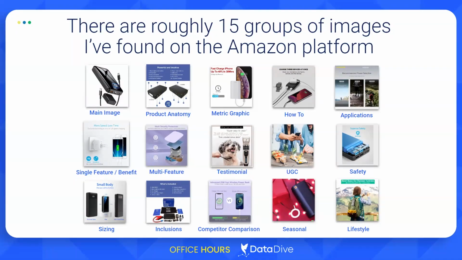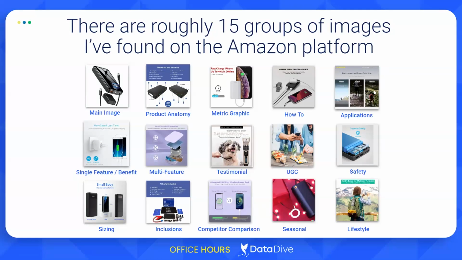So we've got main image, which I think is self-explanatory; product anatomy, where a graphic points to different areas on the product and says what they do; a metric graphic, which is exactly what it sounds like, highlighting a quantifiable point of the product; a how-to graphic, explaining how a product is supposed to be used; and an applications graphic, showing the different applications of a product.